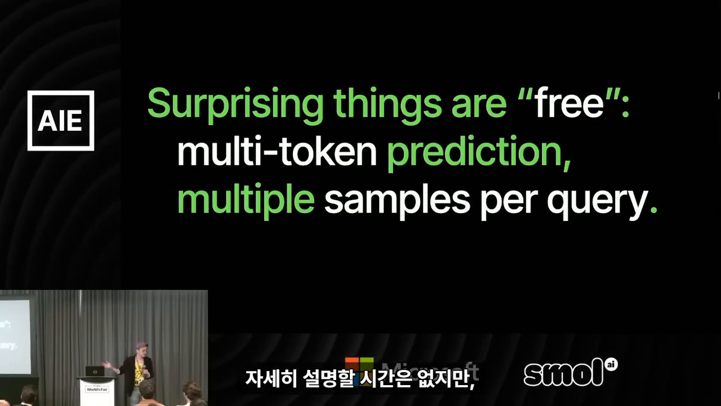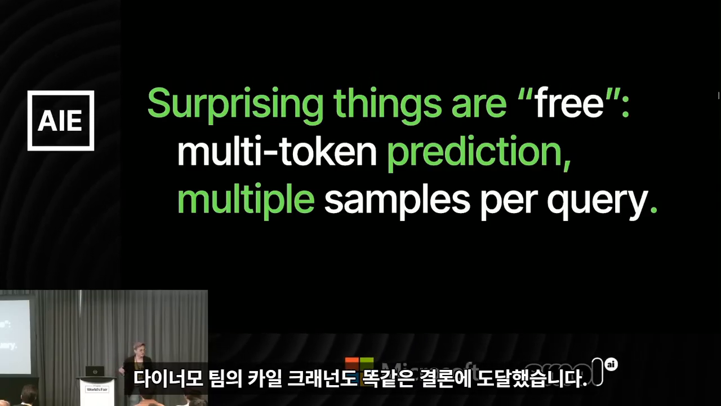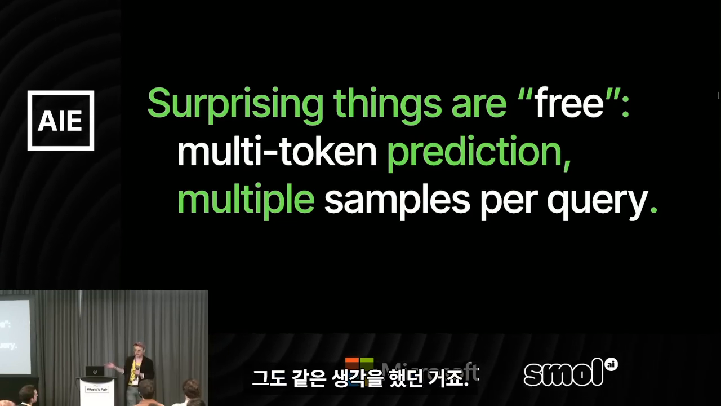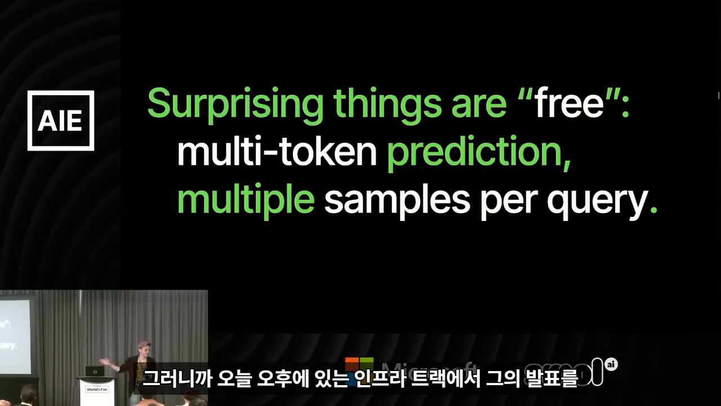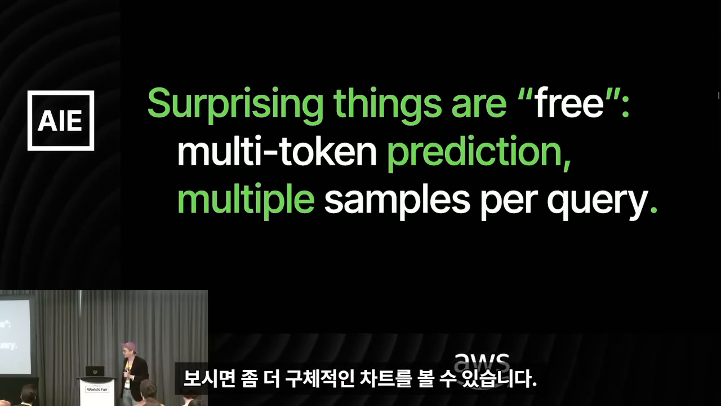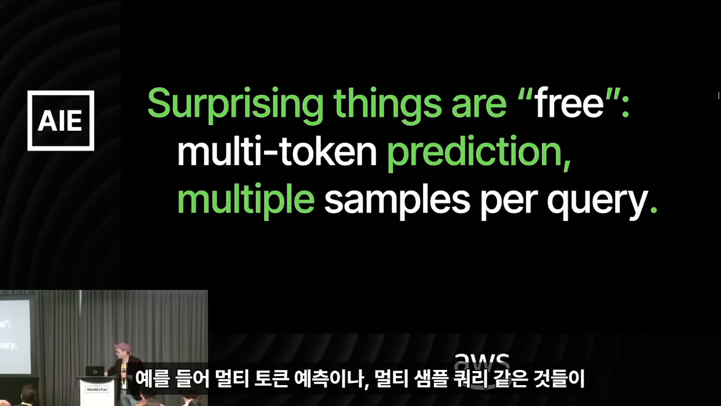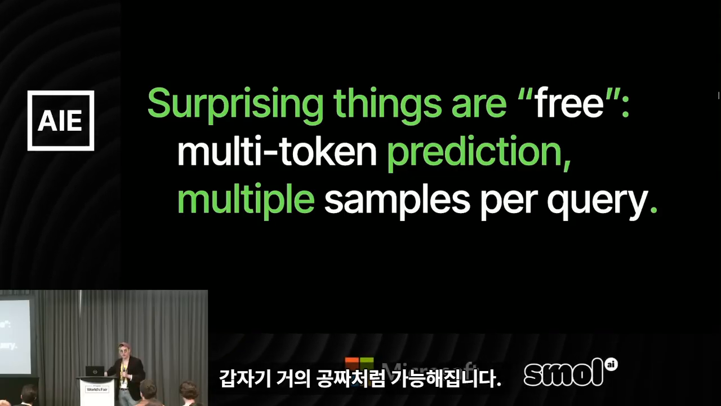I don't have time to go into the details on this, but it turns out Kyle Kranen, also on the Dynamo team, came to the exact same conclusion. We were talking, comparing notes last night. So check his talk in the afternoon of the infrastructure track if you want less hand waving and more charts. So things like multi-token prediction, multi-sample queries, all this stuff suddenly becomes basically free.